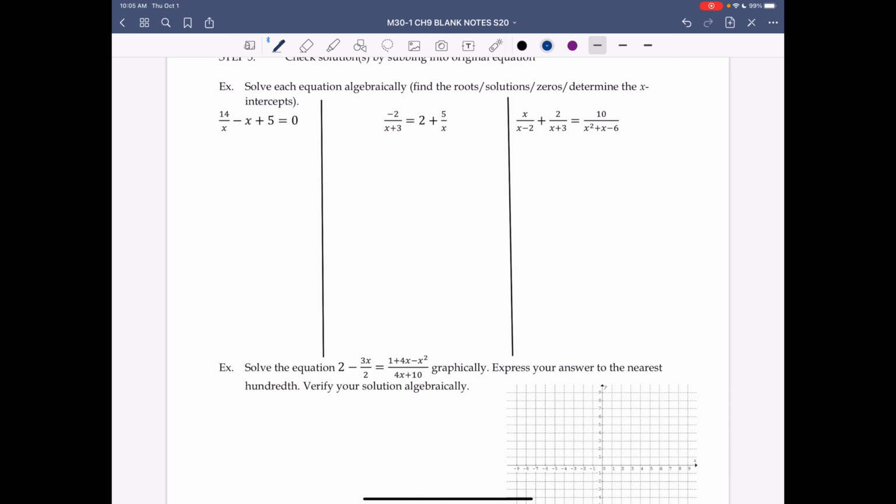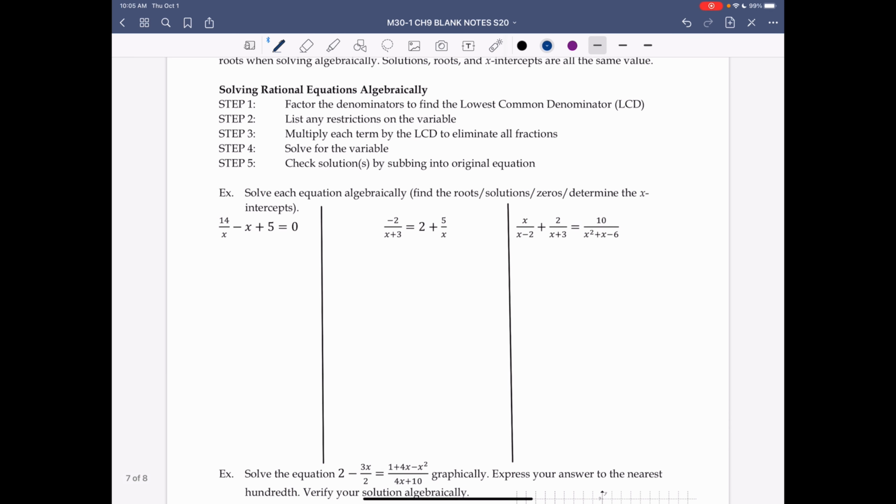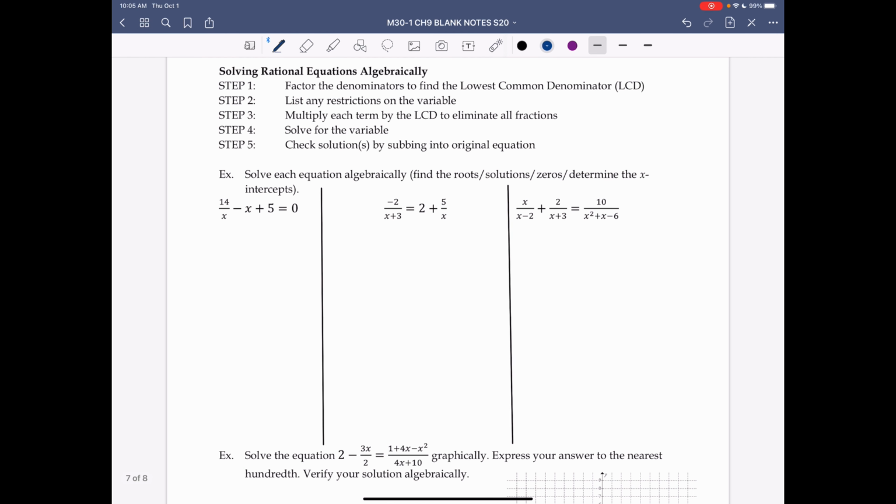First one, 14 divided by x minus x plus 5 equals 0. So step 1, factor the denominators to find the lowest common denominator. Our only denominator here is x, which can't be factored. So moving on. Step 2, list any restrictions on the variable. We have x as a denominator, so that means our NPV would be x equals 0. Or we could say for our restrictions, x cannot equal 0.